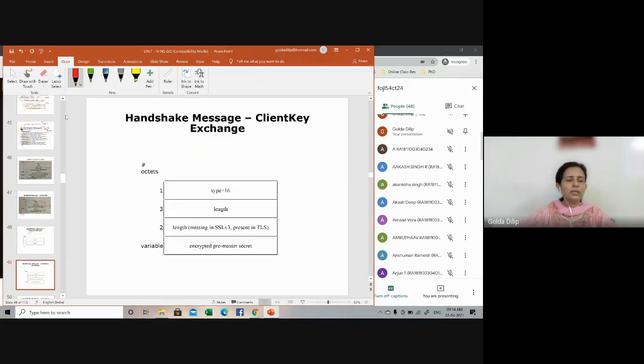Okay, so next is the client key exchange. You can see here, this is the format for client key exchange. Who's the client here? Alice. Alice will be sending what we had given a terminology for: the pre-master secret key, encrypted with the server's public key.